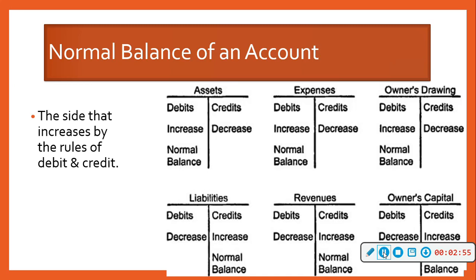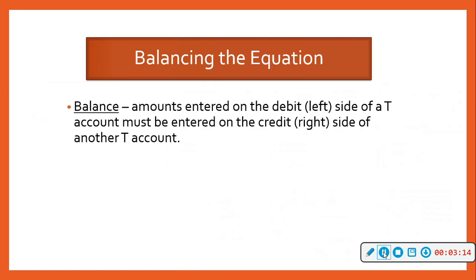So assets normal balance would be the debit side. The liabilities normal balance would be on the credit side. So if you ever hear or read about a normal balance of an account, it's just talking about the side that increases. Again, we'll talk about that in Chapter 3. Just keep in the back of your mind.